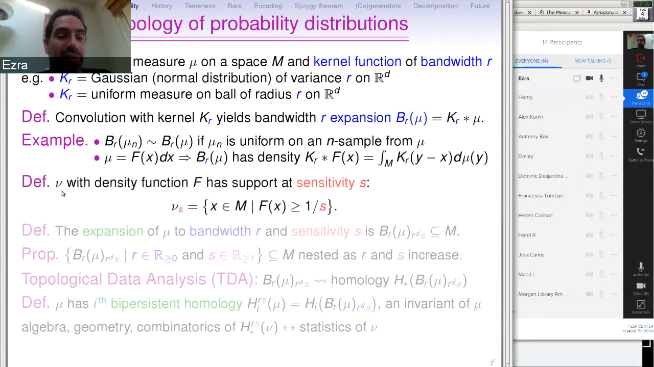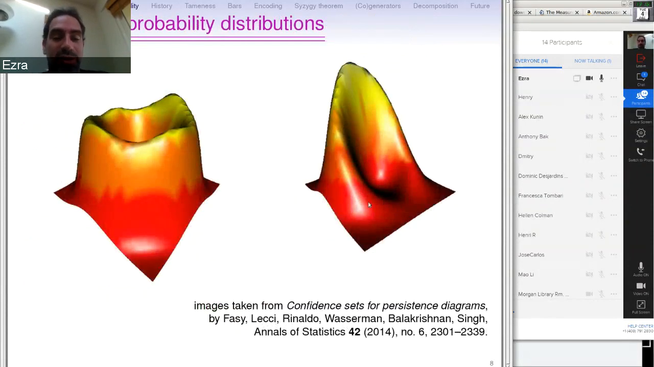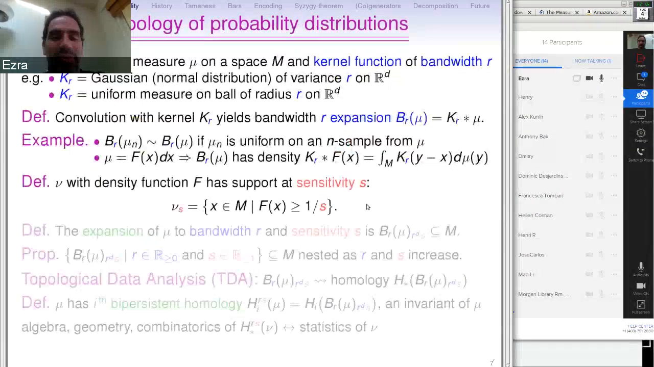So in general, if you have a measure with a density function f, then I want to define its support at sensitivity s. So the point is, in that previous picture, we had distributions where there was non-zero density everywhere on the entire plane, but that doesn't really describe what we're looking at. So what we want to do is have some sensitivity, and let's look at the set of points in the space where the density is at least 1 over s. Now, why 1 over s is so that when sensitivity goes up, you get a bigger topological space.